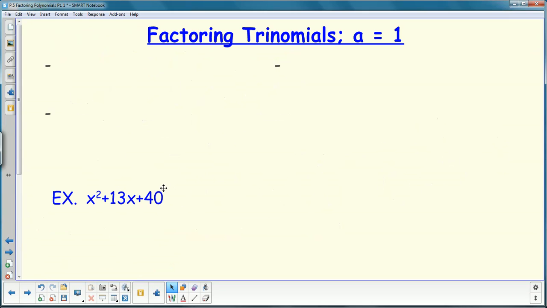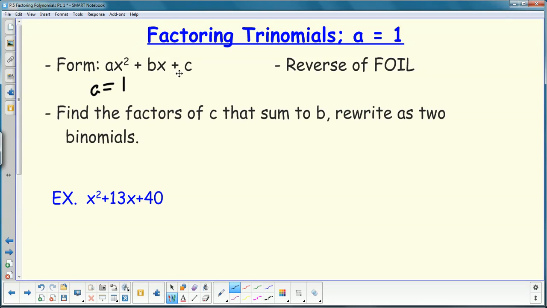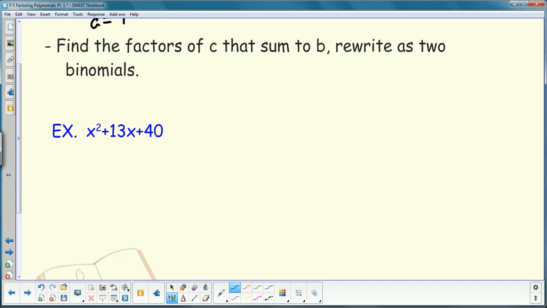Okay, moving on then to factoring trinomials. This is something you would have done in Algebra 1. Form is ax squared plus bx plus c. Now sometimes our degrees here could be different, but as long as this is twice whatever the degree of the second term is, we're okay. And again, it's important here that a equals 1. It's going to be the opposite of FOIL, and we're basically looking for the factors of c that add up to b. And you're going to rewrite it as 2 binomials based on those factors.